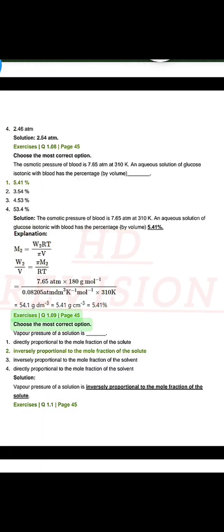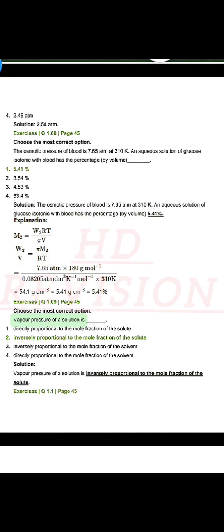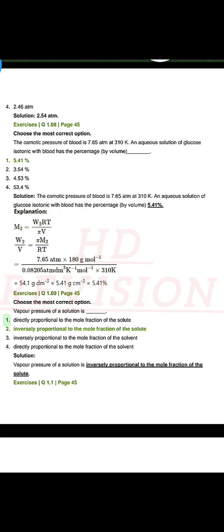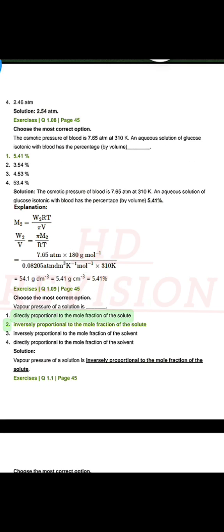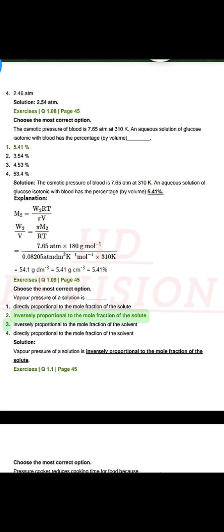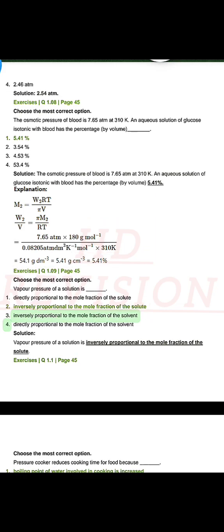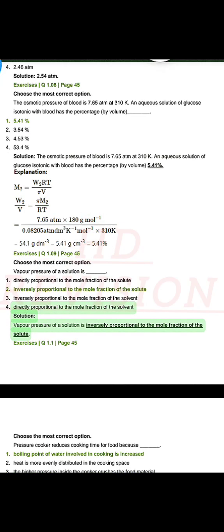Exercises Q1.09, page 45. Choose the most correct option. Vapor pressure of a solution is: 1. Directly proportional to the mole fraction of the solute, 2. Inversely proportional to the mole fraction of the solute, 3. Inversely proportional to the mole fraction of the solvent, 4. Directly proportional to the mole fraction of the solvent. Solution: Vapor pressure of a solution is inversely proportional to the mole fraction of the solute.